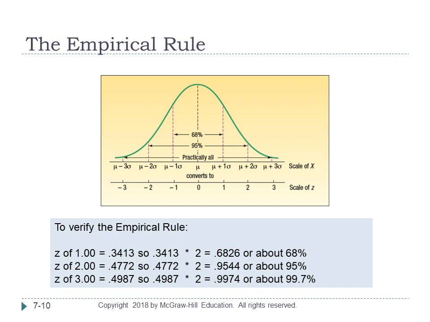I think we did this one already. But this is only half of the area. This is the area from 0 to 1. The other half is from 0 to minus 1, which is exactly the same distance. If I multiply this by 2, you get 0.6826, or 68% of the area.